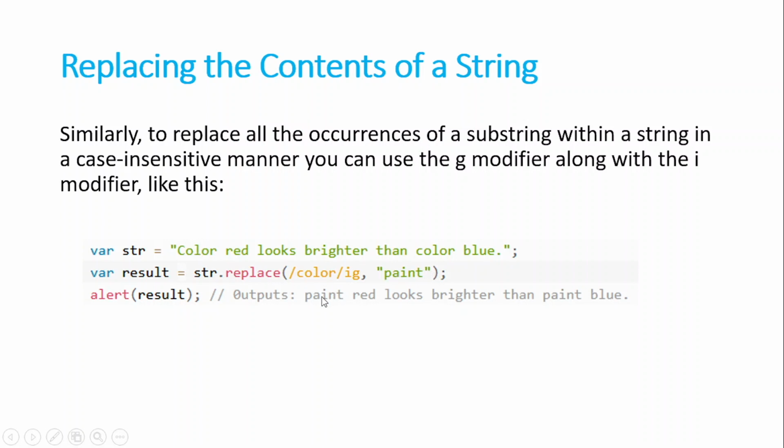So now you can see the result will be like this. The first one is changed into paint, and then this one is also changed. So it will change all the occurrences of that word without checking the case because we have specified i, and it will change all the occurrences because we specified g here. So that is the case.